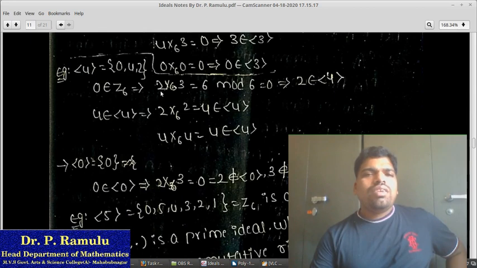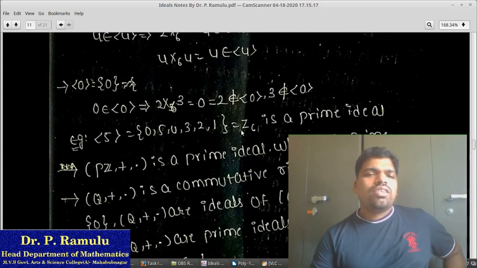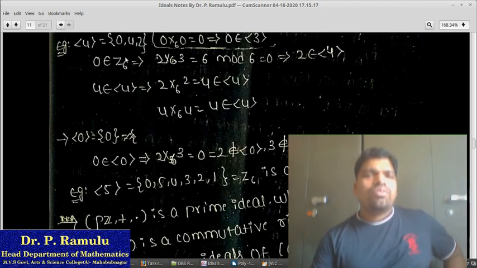So you can verify that generator 4 is also, 0, 4, 2 belongs to Z6. 2 into 3 equals 6. So that means 2 belongs to generator 4. 4 belongs to generator 4. You can take 2 into 2 equals 4, so 2 also belongs to generator 4. If I take 4 into 4 equals 4, that belongs to generator 4. Therefore generator 4 is also a prime ideal.